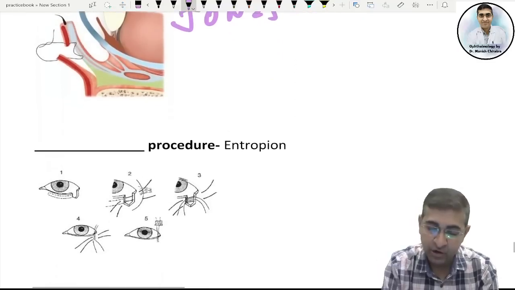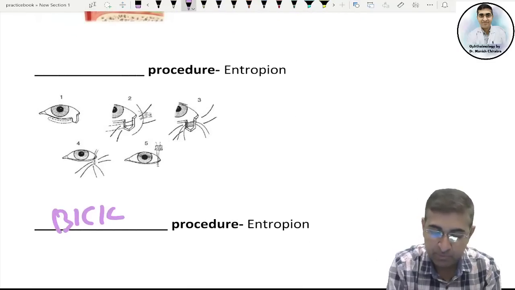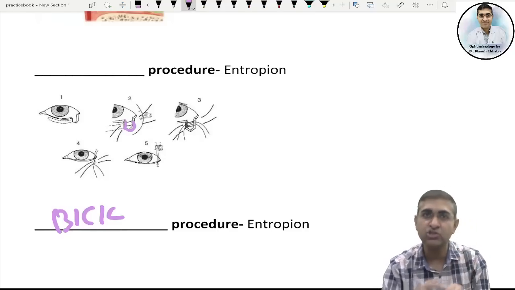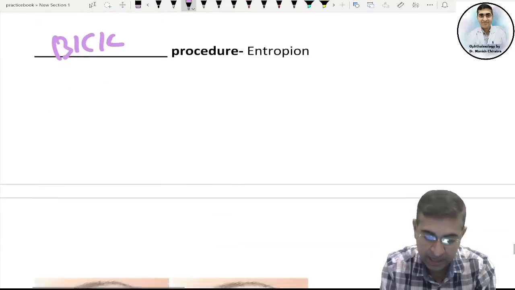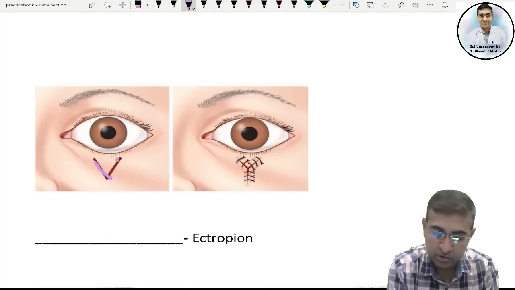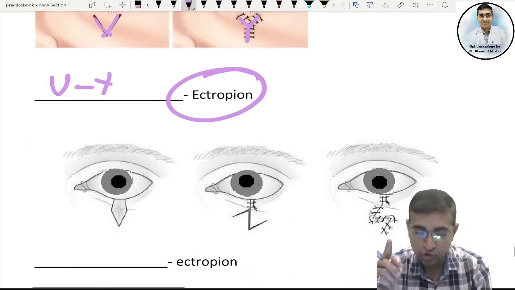So this is entropion, and which is this procedure? This is your Bick procedure. You actually cut a part of the lower eyelid and suture it tightly so that there is a stretch which is developed and the eyelid is rotated outside. And this is which surgery? You do V and you convert it into Y. This is VY operation which is done for ectropion.